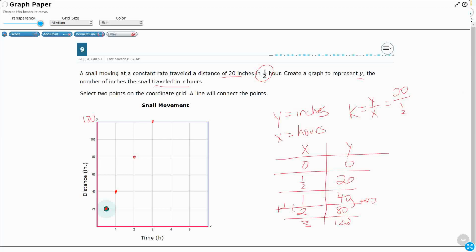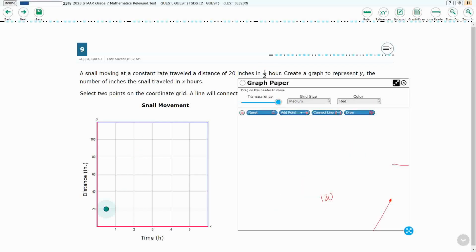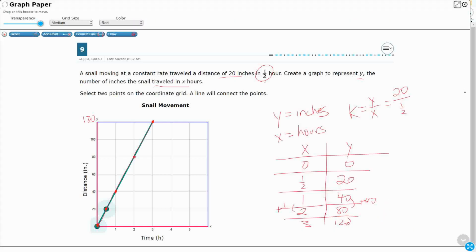Now what I want to show you is that I can pick any of these 3 points, or even that origin right there, since if he's not traveling, the 0 hour is going to be 0 since it is proportional. See how that is going to connect that line right there? So let's just pick a second point. I'll do the origin. And watch what's going to happen right there. It's going to make that line, and that's exactly the one that we selected.